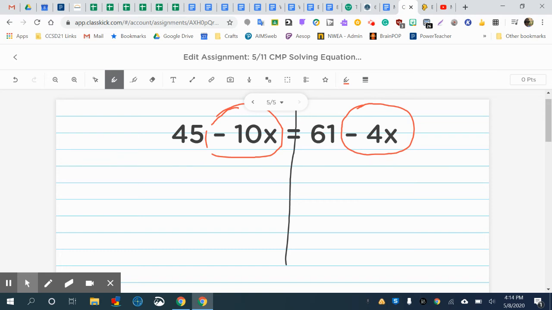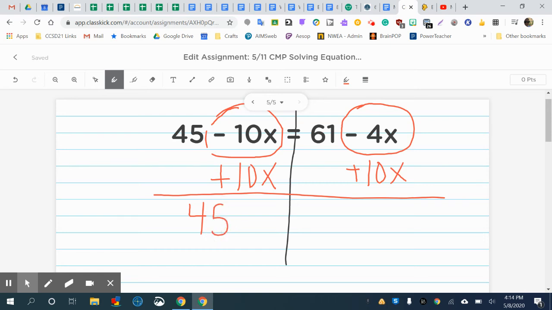So what am I going to do? I'm going to move that negative 10x. I have to do the opposite, so this is a negative, so I'm going to write positive 10x underneath it to get rid of it. Whatever I do to one side, I do to the other. Now I'm left with 45. Negative 10x plus 10x equals 0, so it cancels out. Equals, I still have 61.